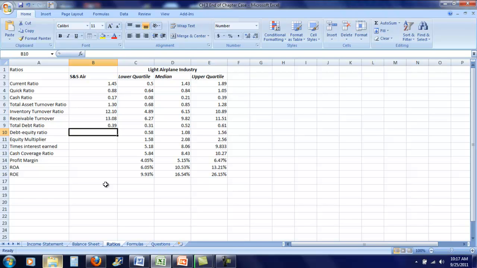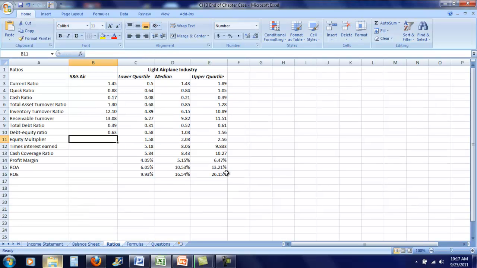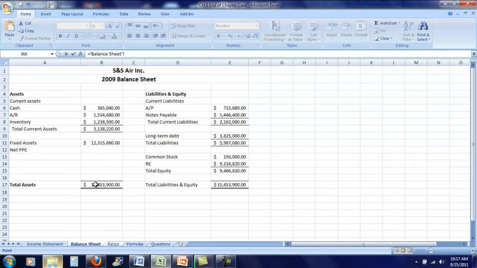Now when we're talking debt to equity, we want to know how much of our company is financed by debt and how much is financed by equity financing. So we are going to take our total debt, which we find on the balance sheet, which is total liabilities, divided by total equity. Now the equity multiplier. The equity multiplier is total assets divided by total equity. So let's go over here. Total assets divided by total equity.